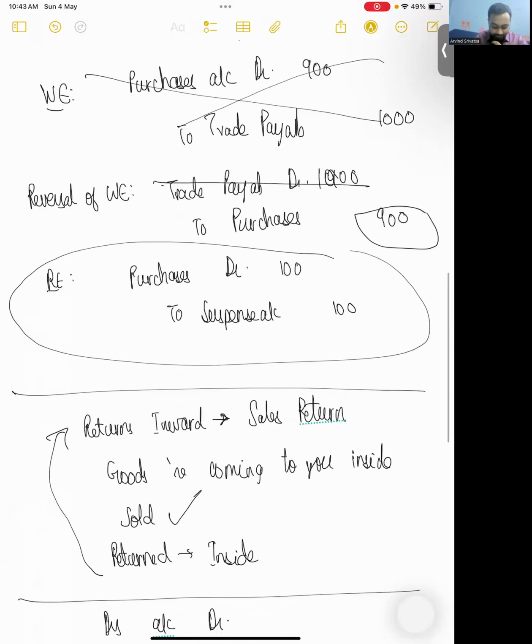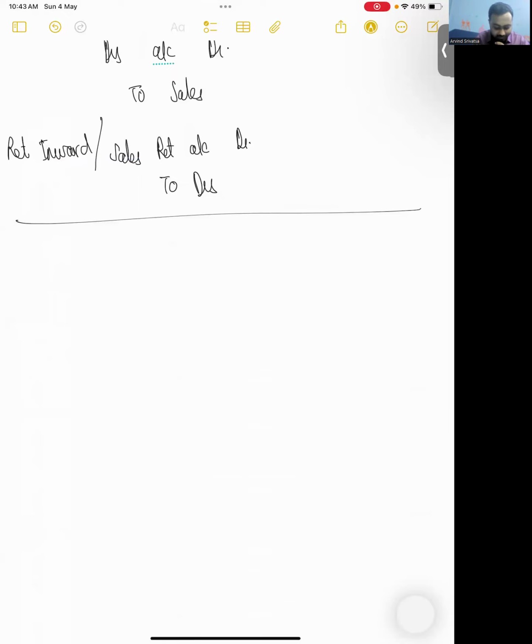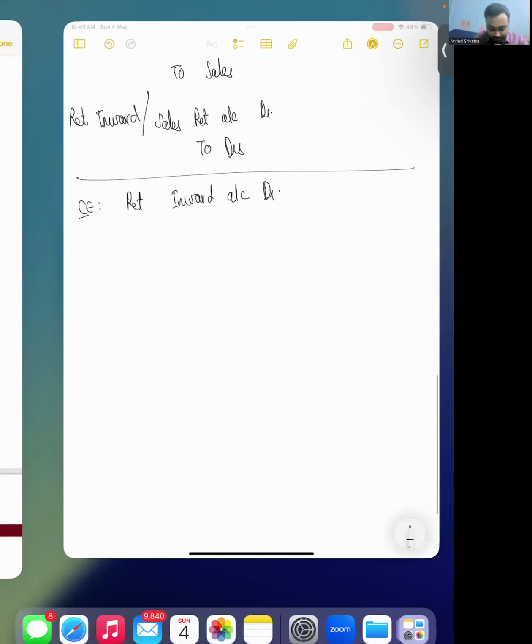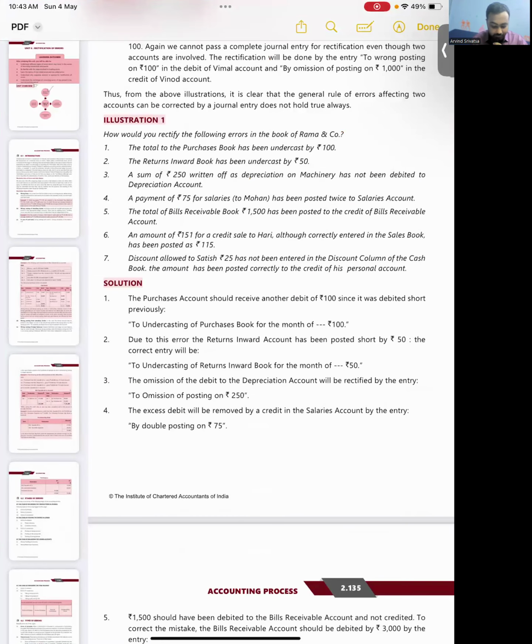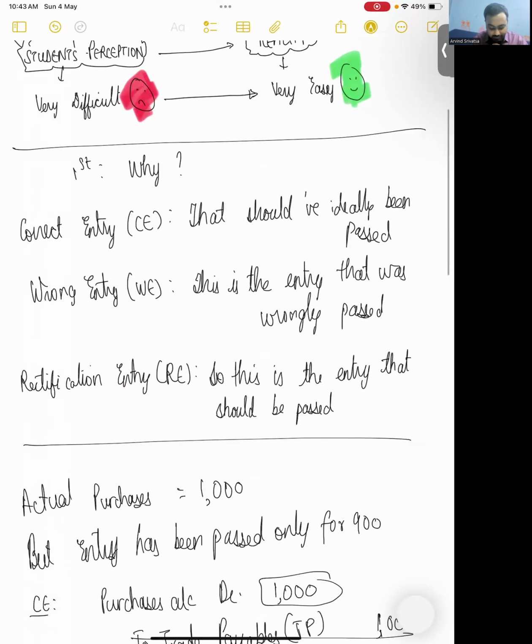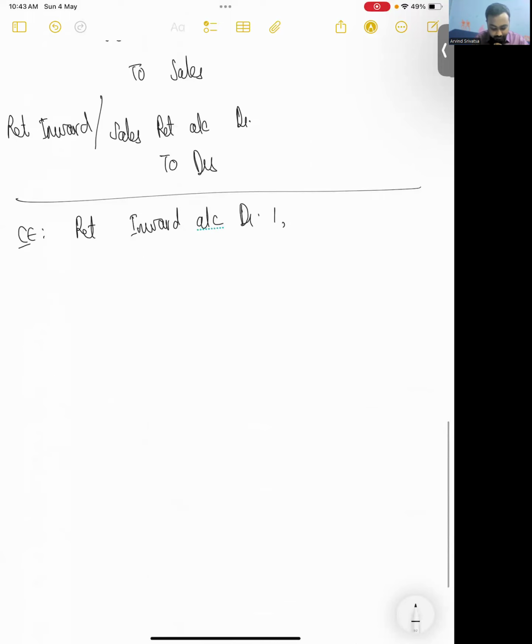Again, just for your convenience, in the first question alone, I'll be doing the correct entry, wrong entry, and rectified entry format. Correct entry is returns inward account debit. Again, let's say it's been undercast by 50. So let's say your actual returns inward is 1000 to trade receivables 1000. Your wrong entry is returns inward debit 950 to trade receivables 1000.